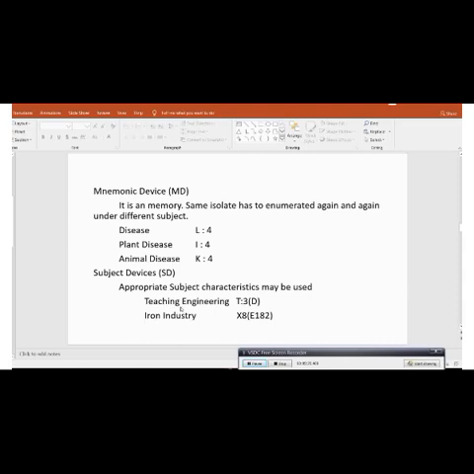In addition to that, subject devices also he gave a free hand. For example, teaching engineering: T is the basic class, colon is the energy facet, 3 is teaching, the acting. Then what are we teaching? Engineering. So D is engineering, the subject device. Another example, iron industry, X E183, E183 is the iron taken.